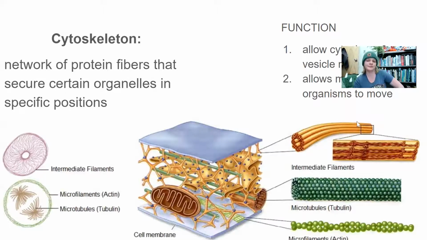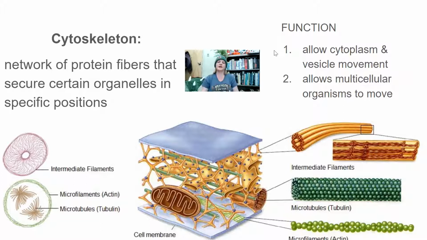Okay, so what is a cytoskeleton? Well, basically it is a network of protein fibers that secure organelles into specific positions. It provides structure, it determines cell shape, and it gives the cell strength so it doesn't get smashed really easily. It allows cytoplasm and vesicle movement inside the cell, and it allows us, as multicellular organisms, to move around because of our cytoskeletons.